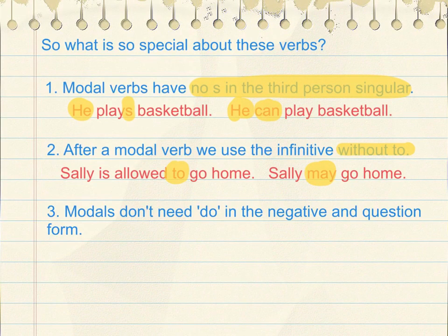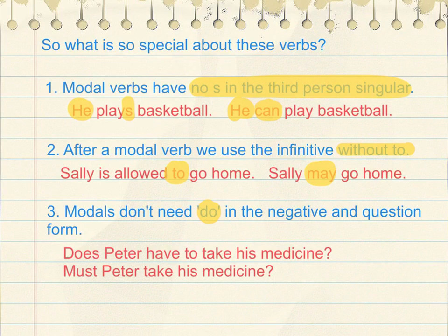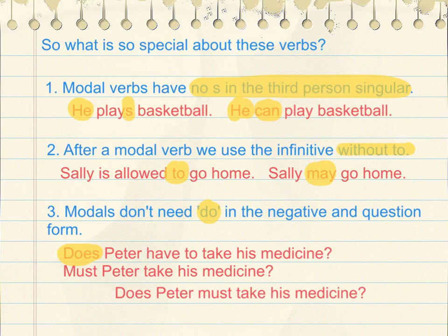And point number 3, modals don't need do in their negative and question form. And I'll give you two examples here again. Let's compare, does Peter have to take his medicine? Here we have the auxiliary verb to do. And in the second example, must Peter take his medicine? Here we drop the auxiliary verb do. So it's not, does Peter must take his medicine.